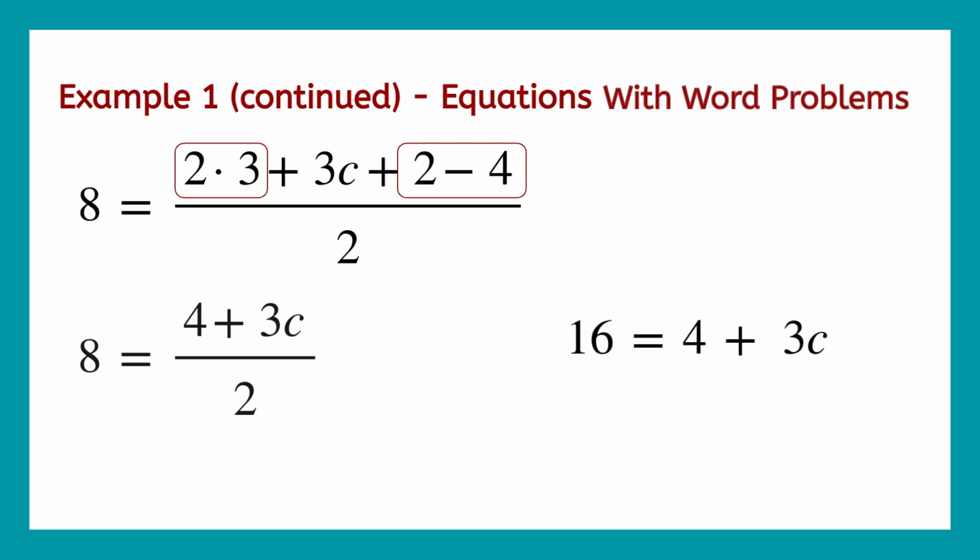This is really similar to what we worked in our last lesson. Maybe pause the video and see if you can work out what C is. C turns out to be 4. We went ahead and solved for C by first subtracting 4 from both sides, which would give you 12 equals 3C, and then dividing both sides by 3, giving you C equals 4.